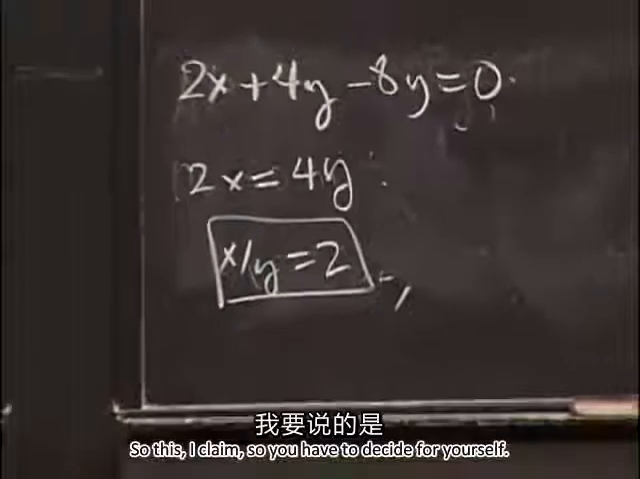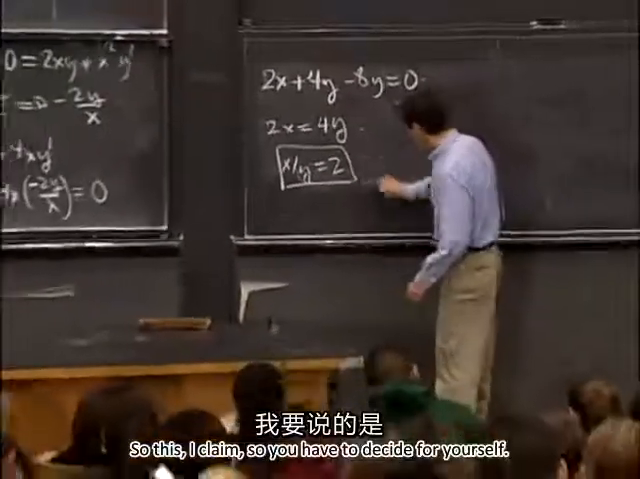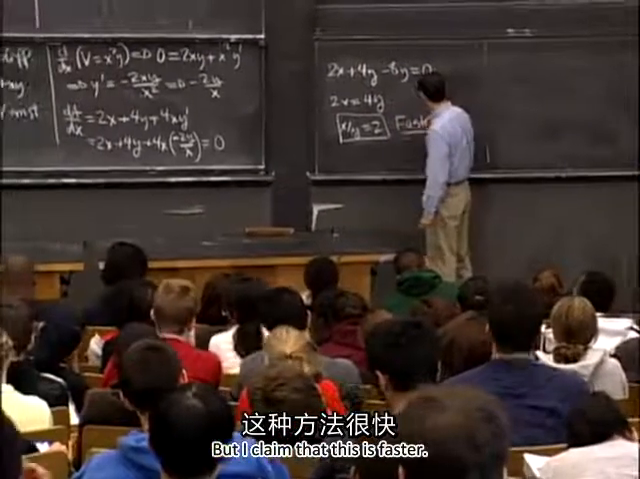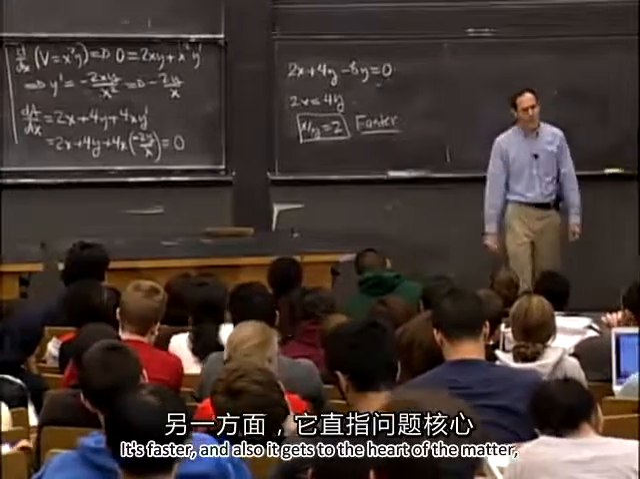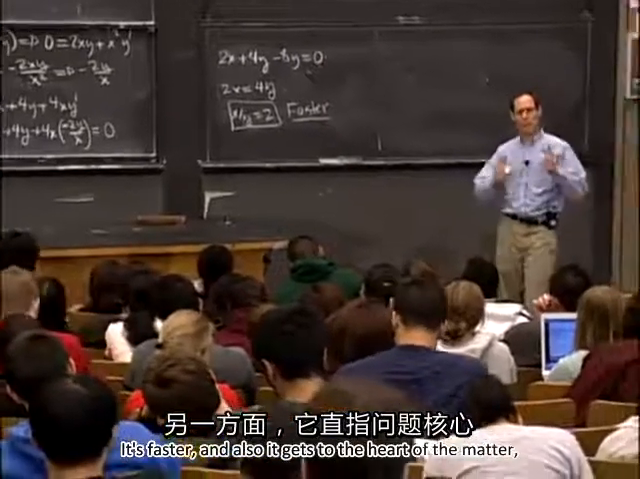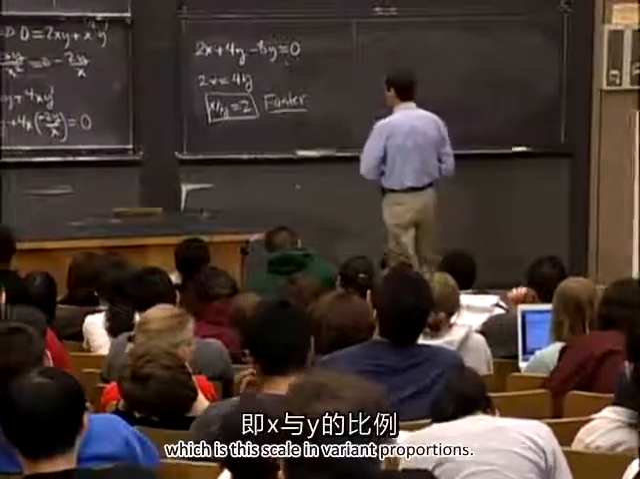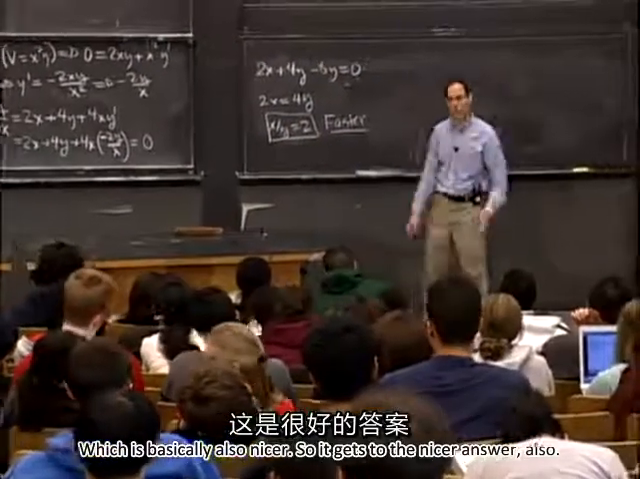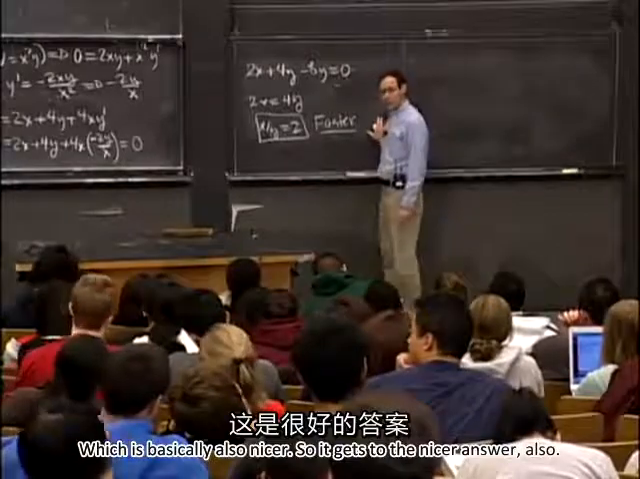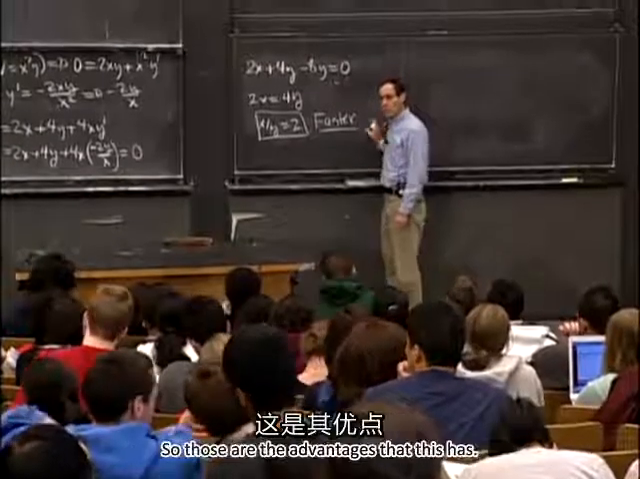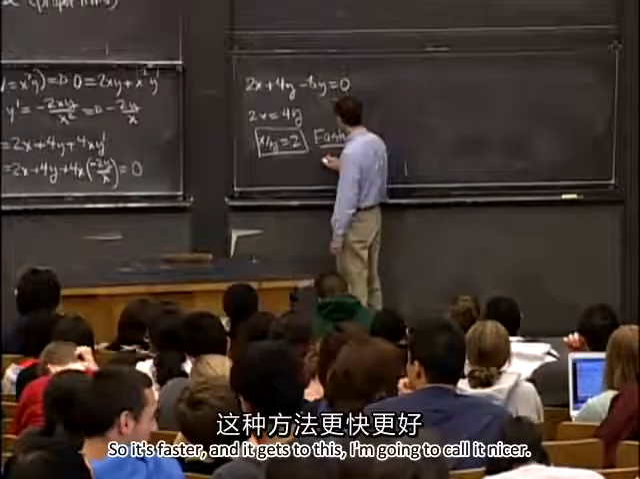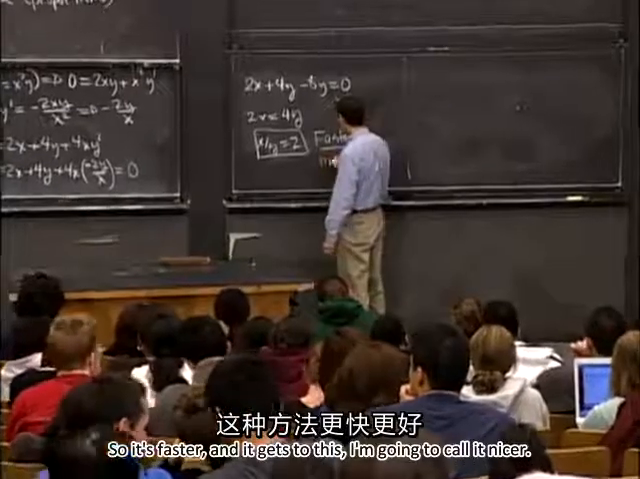So this, I claim, well, you have to decide for yourself, but I claim that this is faster. All right? It's faster, and also it gets to the heart of the matter, which is the scale invariant proportions, which is basically also nicer. So it gets to the nicer answer also. So those are the advantages that this has. So it's faster, and it gets to this, I'm going to call it nicer.